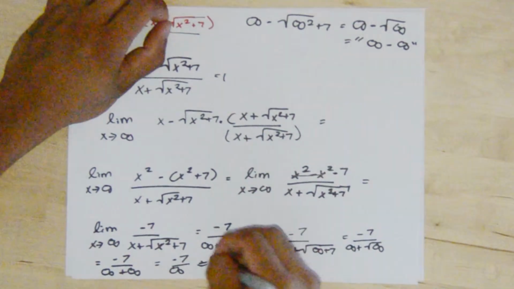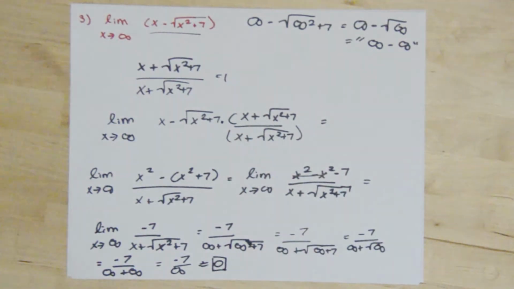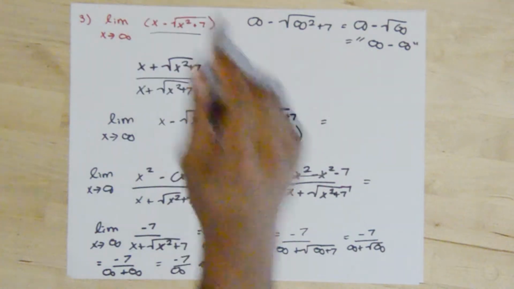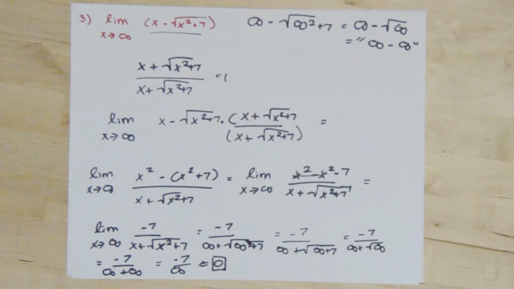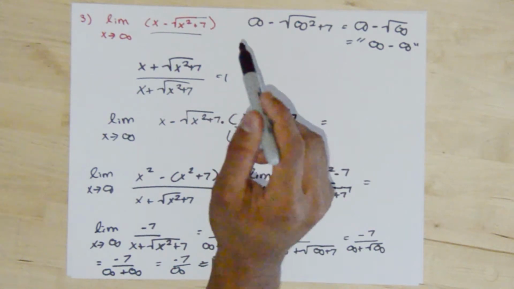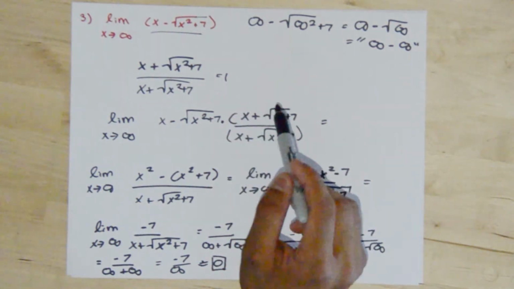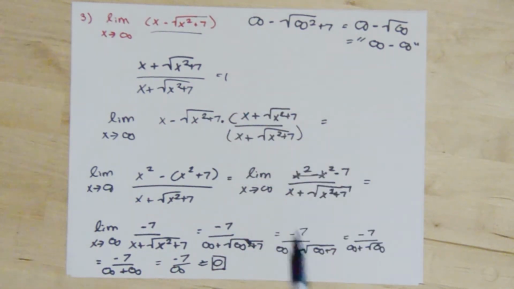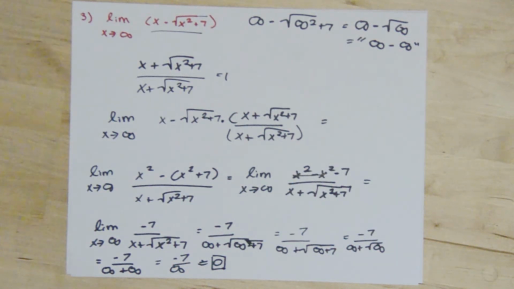So once again, notice how by plugging in infinity originally, we got the indeterminate form infinity minus infinity. And notice how it's not a fraction, so what we had to do was multiply it by the conjugate, which is x plus the square root of x squared plus 7. And by doing that, we were able to manipulate it so that once we plugged in infinity, we would get a definite answer. So let's do one more problem.